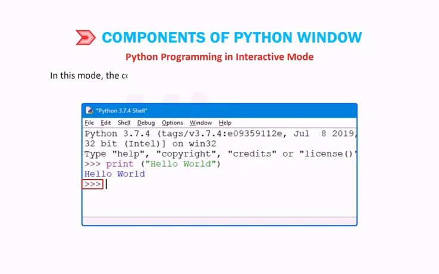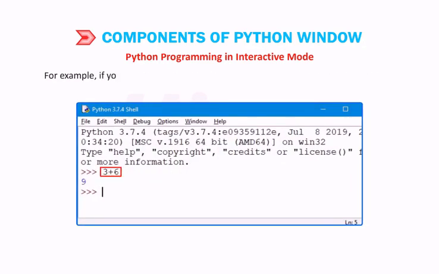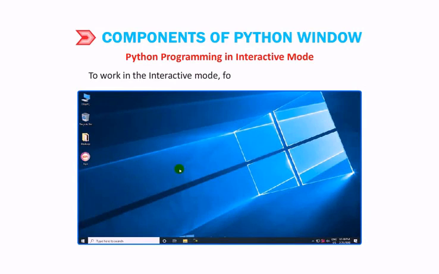In this mode, the commands are typed next to the Python command prompt. For example, if you type 3 plus 6 next to the Python prompt, it will give you the result as 9. To work with the interactive mode, follow the process given below.